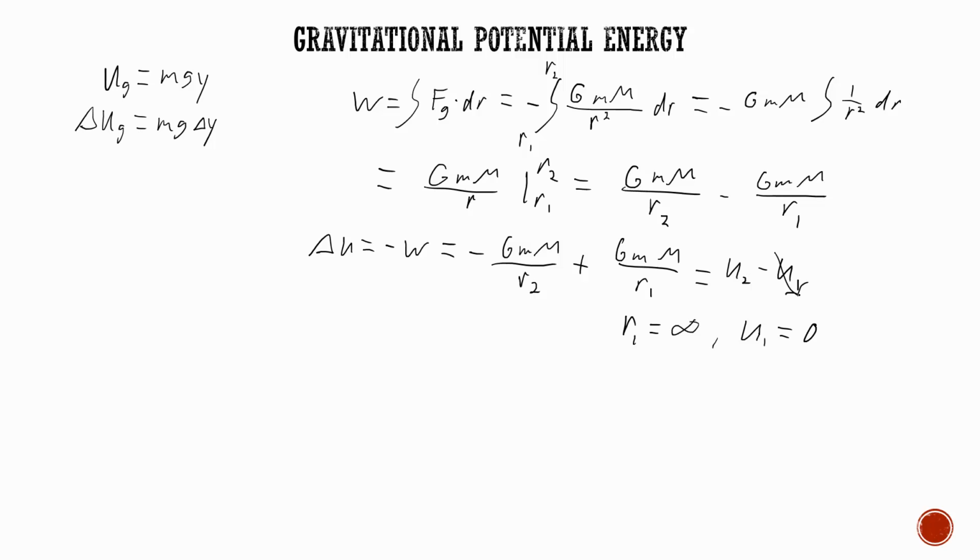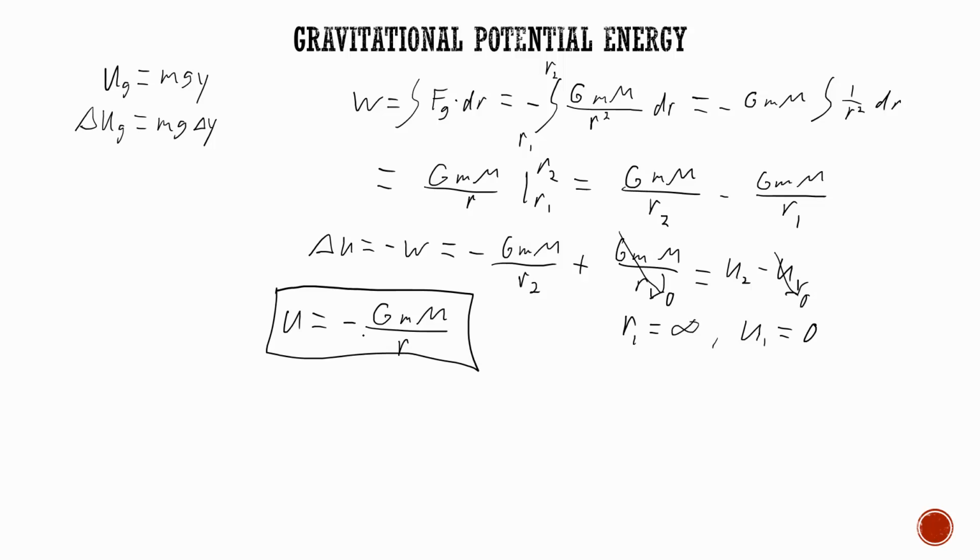If that's the case, then this is 0, and since we've got an infinity in the denominator here, this goes to 0, and so we end up just with the expression u2 equals negative GmM over r2. And we can go ahead and get rid of the 2's now because it's just arbitrary, whatever location that is. And so we have this as our expression for gravitational energy when the gravitational field is not constant.